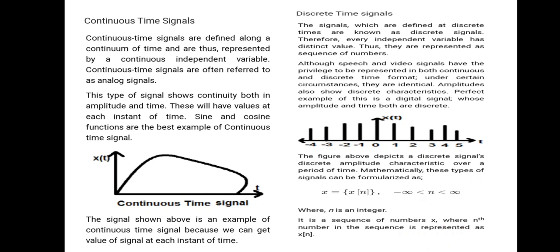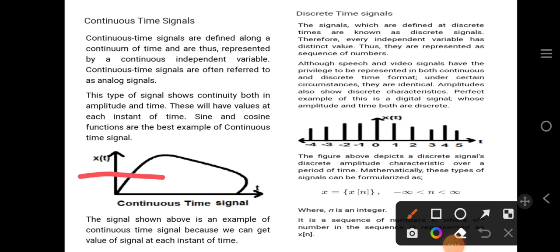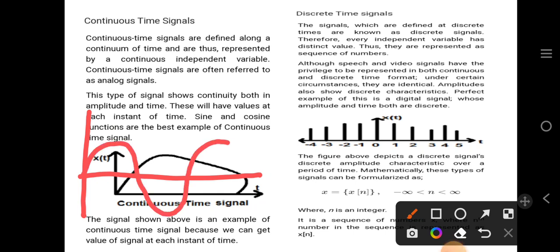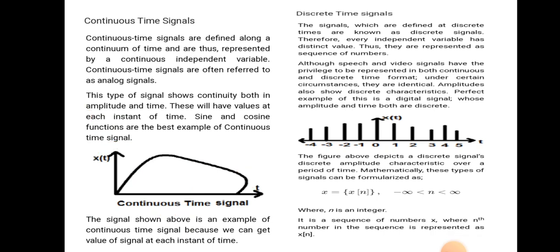Consider this axis, and if you represent a signal like a sine wave, this is nothing but a continuous time signal. Why? Because the signal is continuously varying with time. So this is called the continuous time signal. This type of signal shows continuity both in amplitude and time. It will have values at each instant of time. Sine and cosine functions are the best examples of continuous time signals.